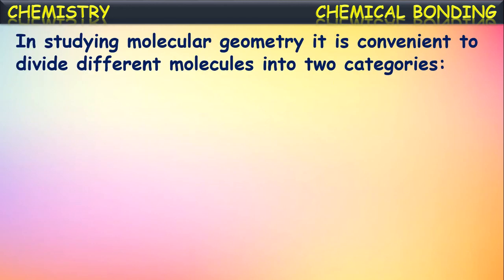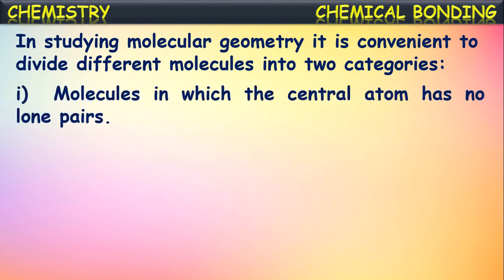Now, in studying molecular geometry, it is convenient to divide different molecules into two categories. To understand molecular geometry easily, it is better to divide all kinds of molecules into two categories. One of them is molecules in which the central atom has no lone pairs. That means the central atom has only one or more bond pairs of electrons, without lone pairs.